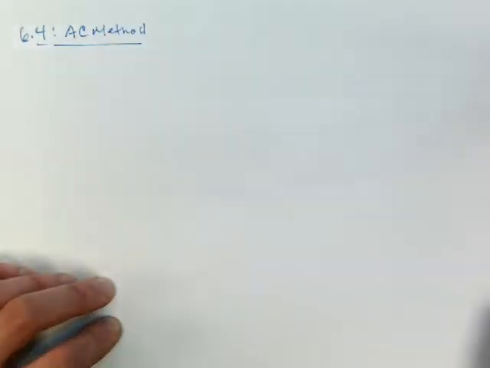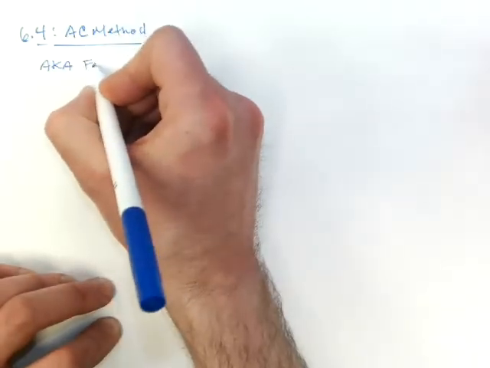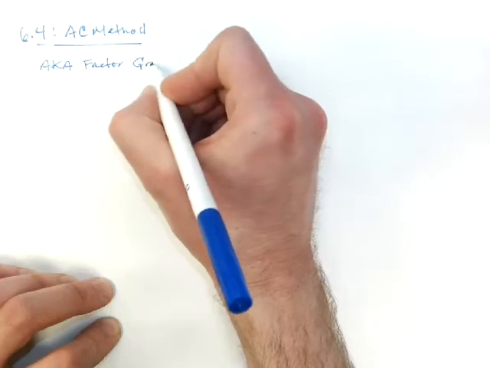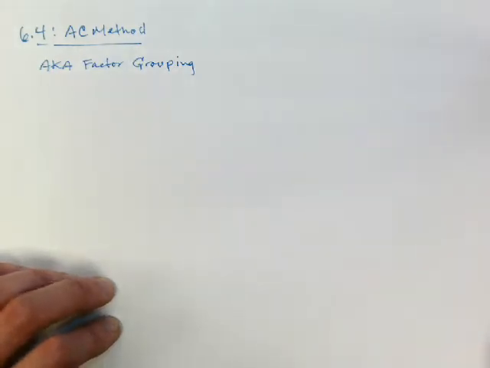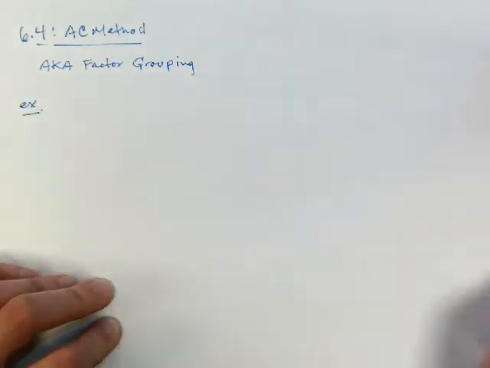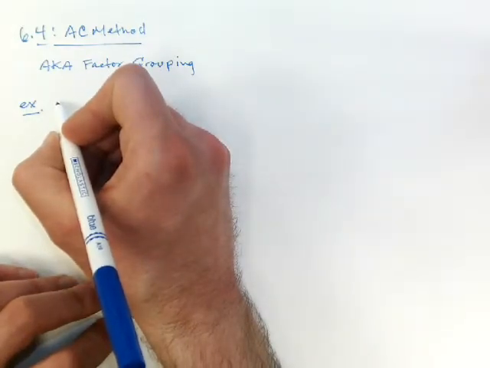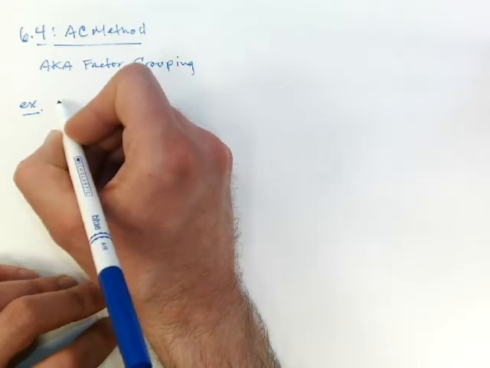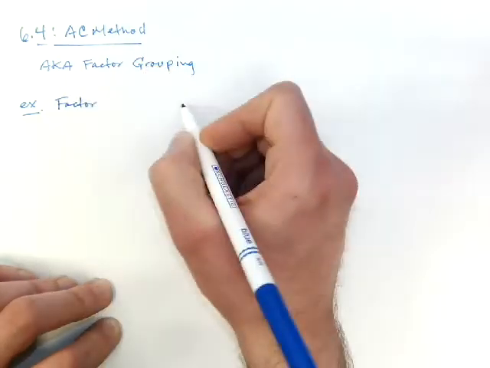And if you're looking this up on YouTube or something, you might also see this called factor grouping. So we're actually going to use the grouping method of factoring to deal with these trinomials at an intermediate stage. So let me start with an example to see how this works a little bit.